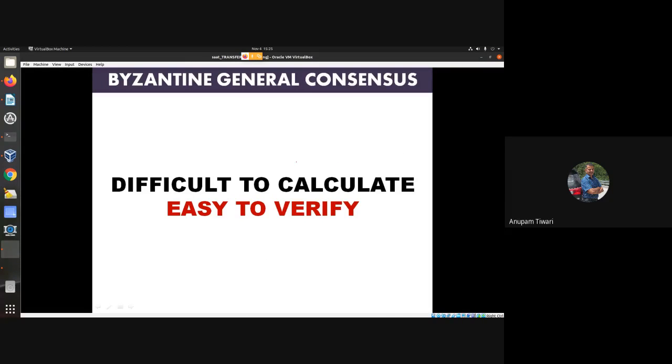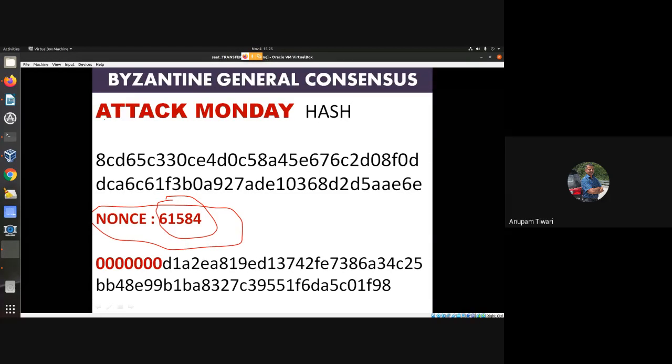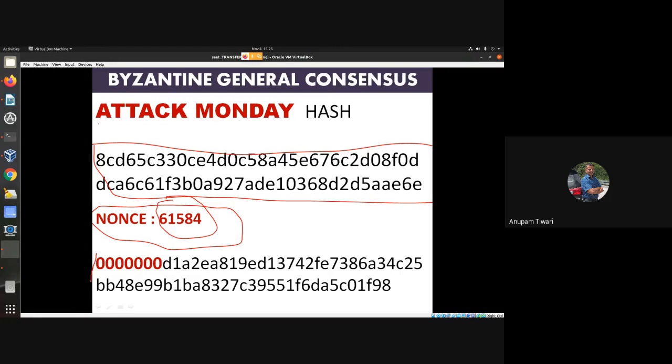Now it is difficult to calculate, easy to verify. What does this mean? It is difficult to calculate this number, but it is very easy to verify. In case I give the nonce, and in case I give the hash, then hash plus nonce will give me this. So verification can be easily done, but calculation is the difficult part.